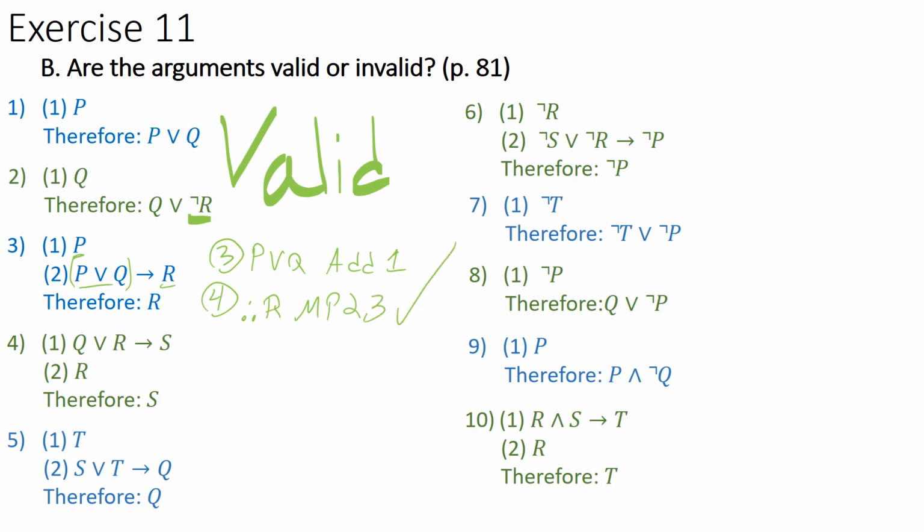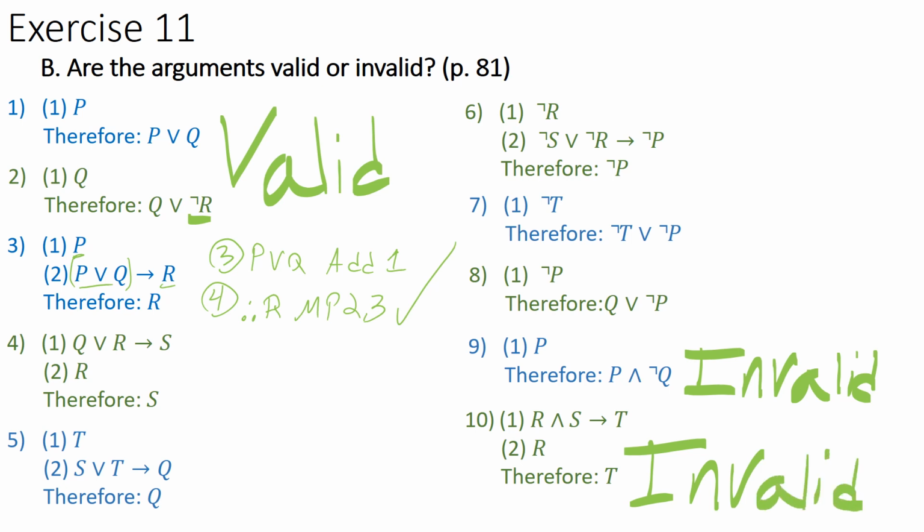It's a good argument. On the other hand, for example, argument 9 is clearly invalid. We can't get P and not Q from the premise P. The addition law only works with disjunctions. Also, argument 10, for example, is clearly invalid. There's no way we can get a T out of that. The only way to affirm this antecedent is to have S being the case, but we're not told that, so it's definitely invalid. There's no way we can pull out a T.